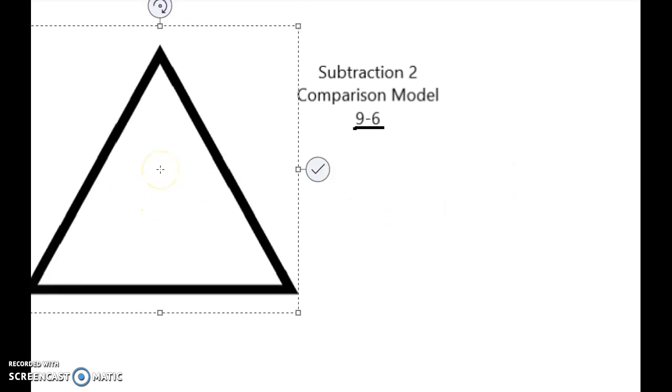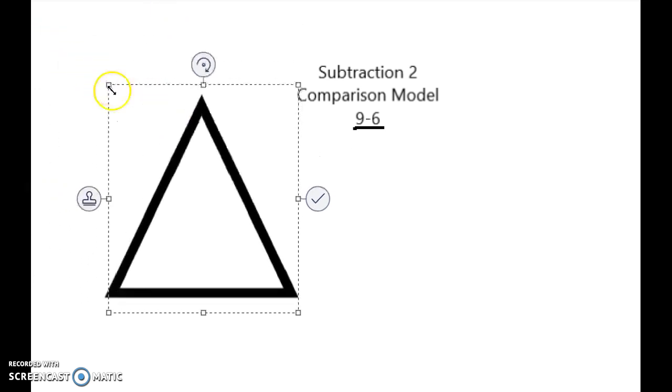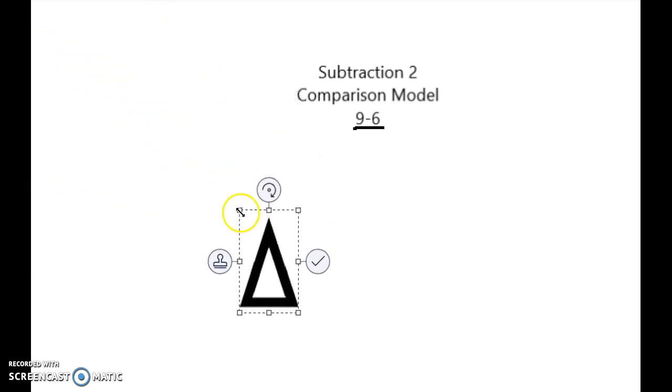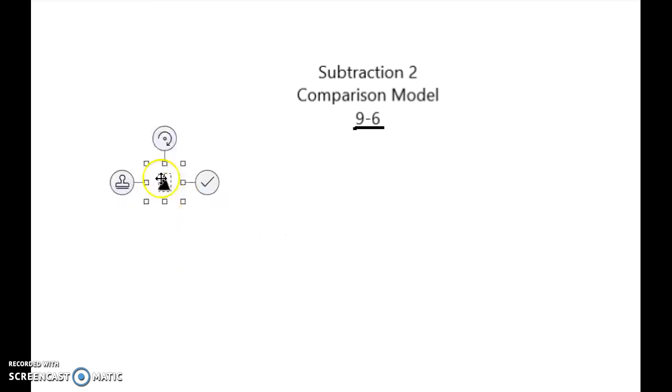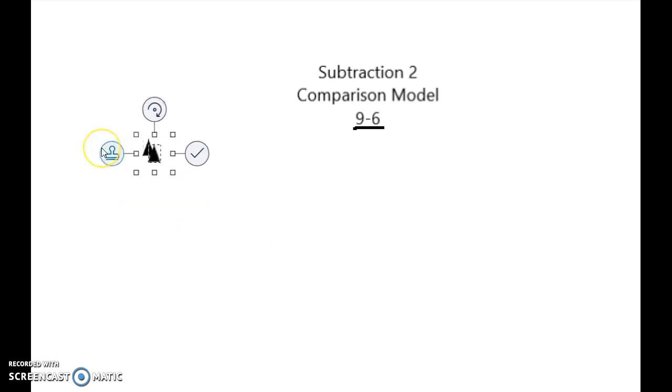Now, for the 9, I'm just going to use a triangle, for example, okay? We're going to start it over here. Alright, make it really small. Okay, so there's 1, 2. We're going to put 9 of these because that is the number that we are working on with the triangle, okay?